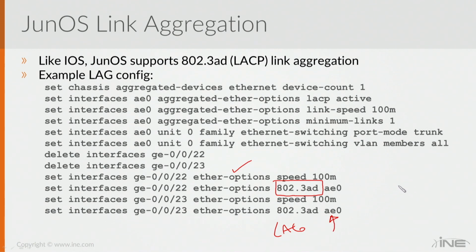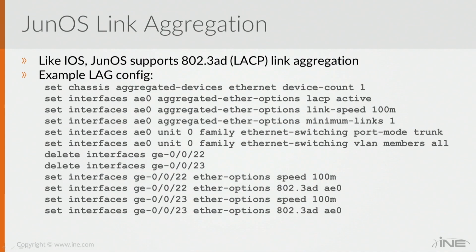The other thing that's specific to note about this is that we cannot manually define these AE interface numbers. They're going to be defined automatically when we set this attribute here, which is set chassis aggregated-devices ethernet device-count. If we were to say that this is 10, then the platform is automatically going to generate interfaces ae0 through ae9. So every time you want to add a new LAG, you have to go to this global option under chassis aggregated-devices and then increase this number.